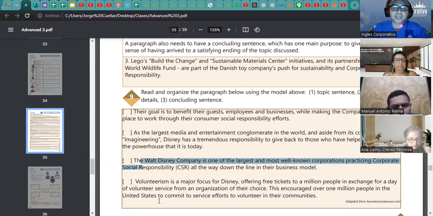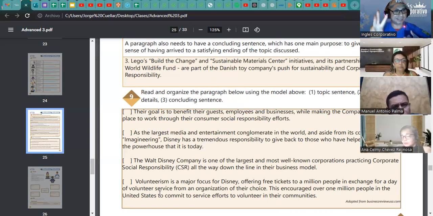Number two? The number two can be volunteerism or as the largest media. I prefer, to be honest with you, as the largest media and entertainment. That's the one that I would set as number three. But since both are supporting ideas, they can be either or. It doesn't matter. Okay, very good. Thank you. Very good. So very nice.